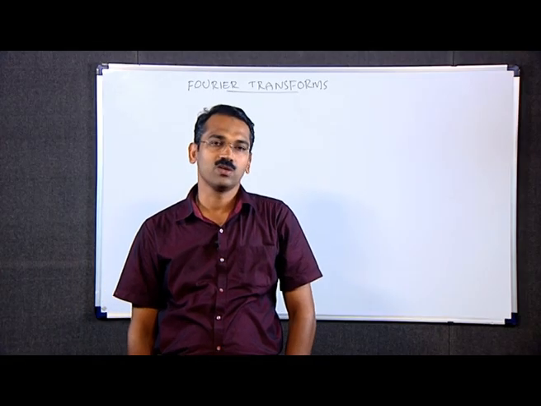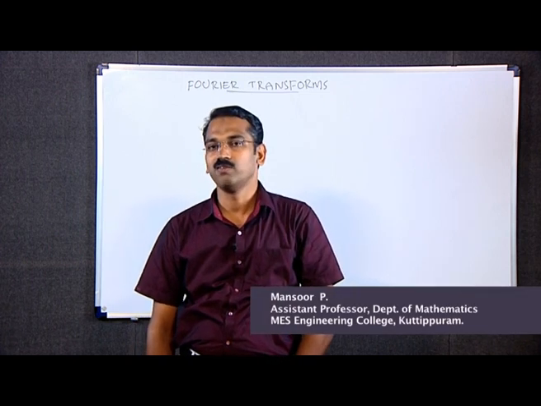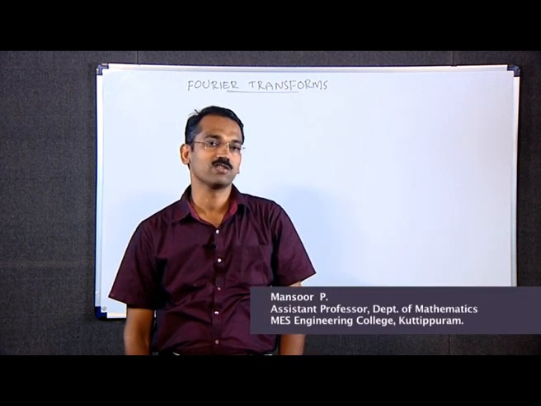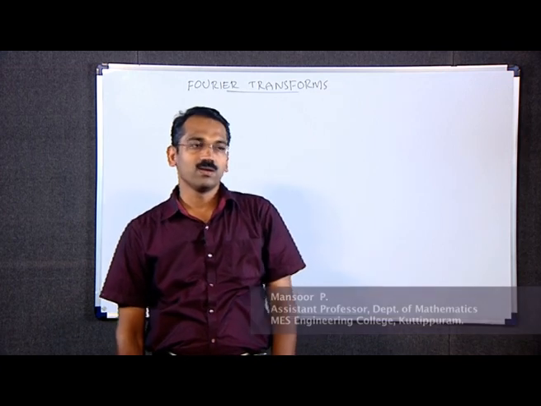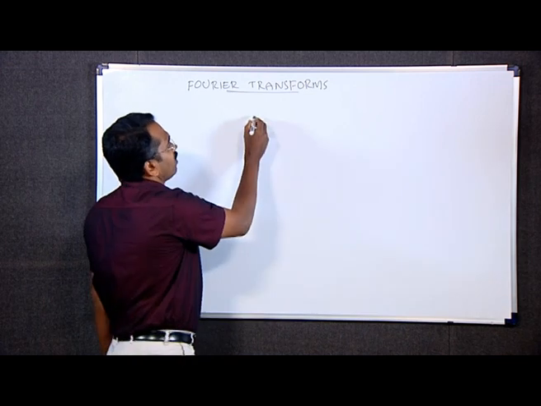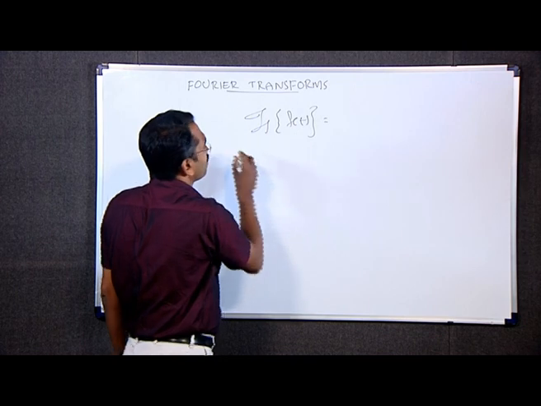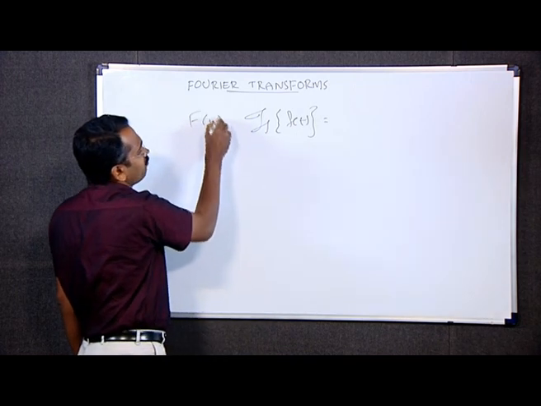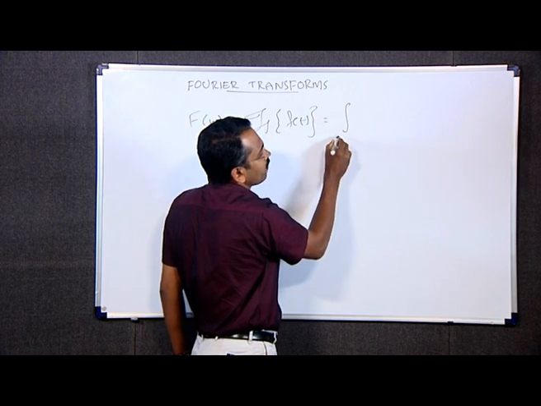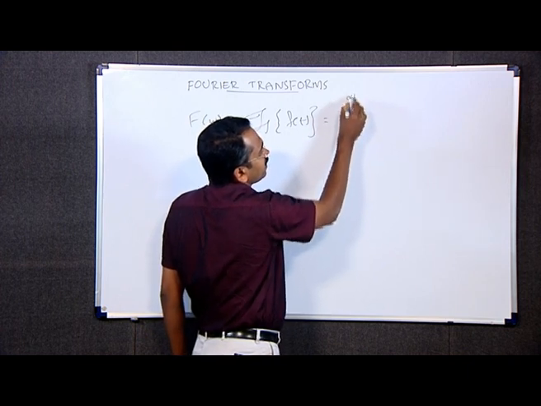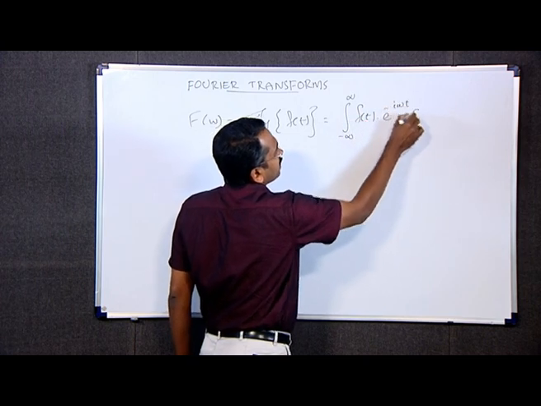Welcome back to the session on Fourier transforms. In the previous session, we discussed the Fourier transform of a function f of t. That is, the Fourier transform of a function f of t is a function of omega and is defined as the integral from minus infinity to infinity of f of t into e raised to minus i omega t dt.